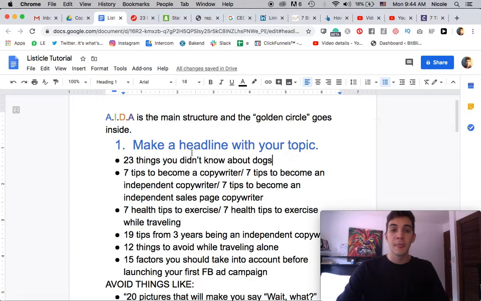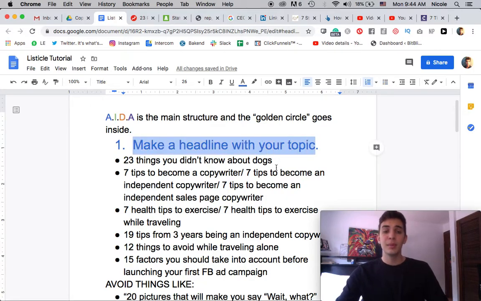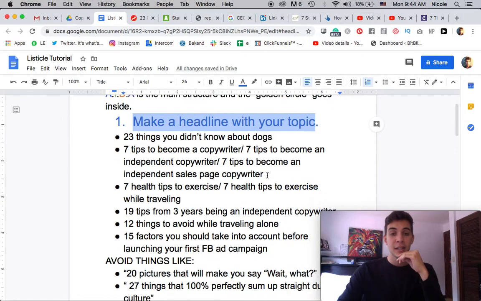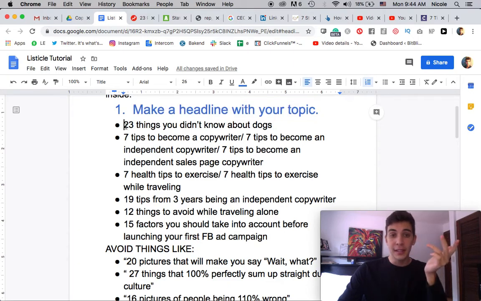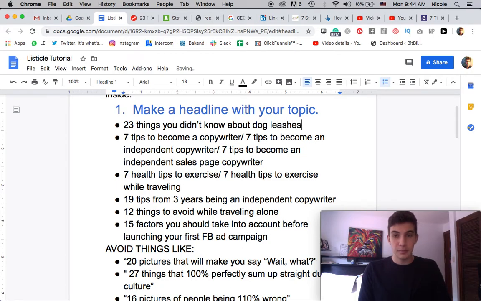So first, make a headline with your topic. Be really clear. What are people gonna get? What am I gonna get from this list? You need to think like a reader. What is the reader gonna take? So, 23 things you didn't know about dogs. This is kind of not that clear. Maybe you could say 23 things you didn't know about dog leashes, which is more specific, right?